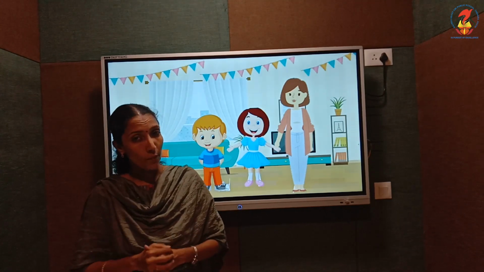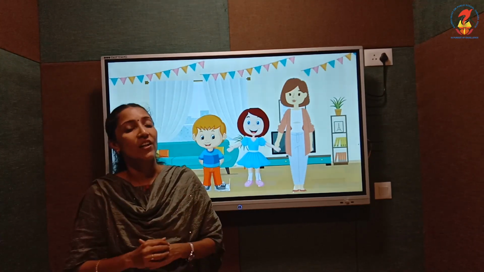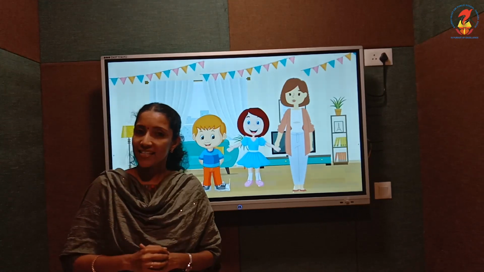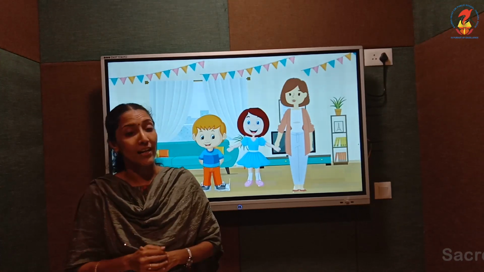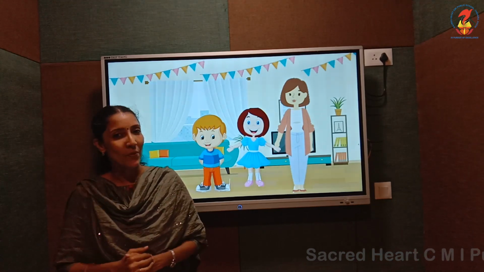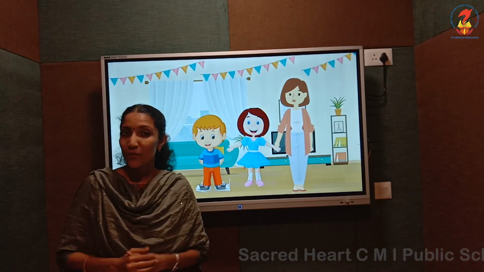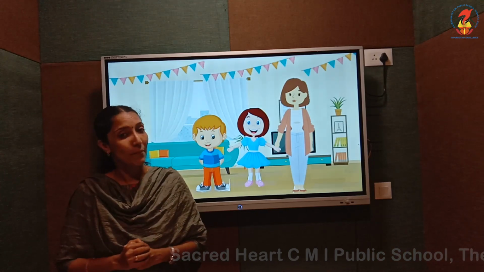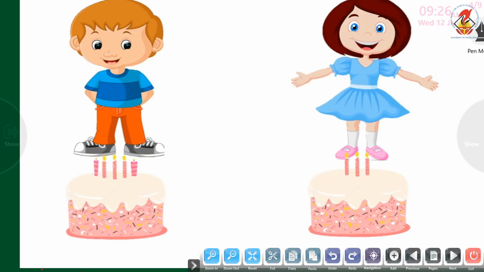Here, more means a larger amount, a greater number of things, and less means fewer amount or less number of things. Hope you understood the concept more and less. Now, shall I ask you a few questions based on the story? Who has got more candles on their cake? Yes, Jack has got more candles on his cake and Jill has got less candles.